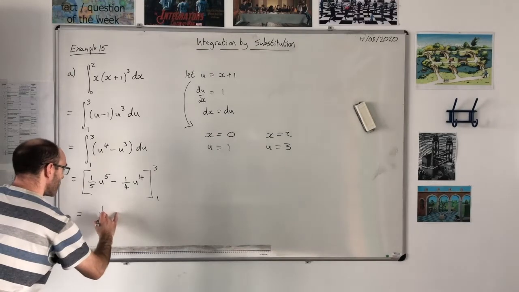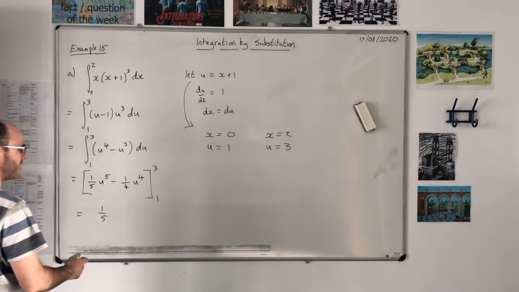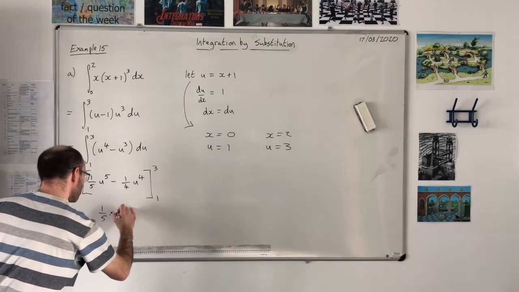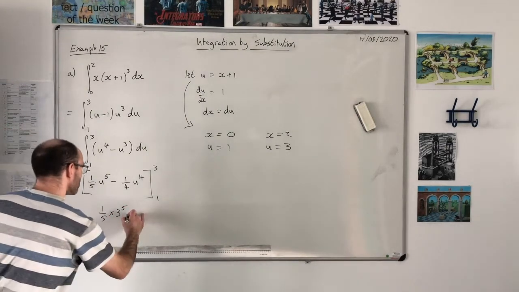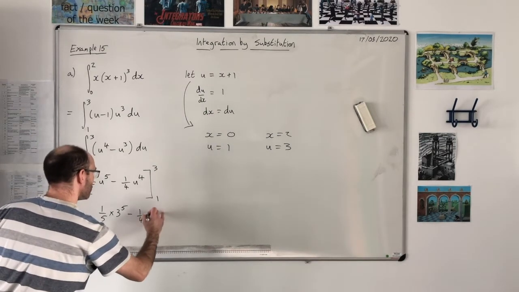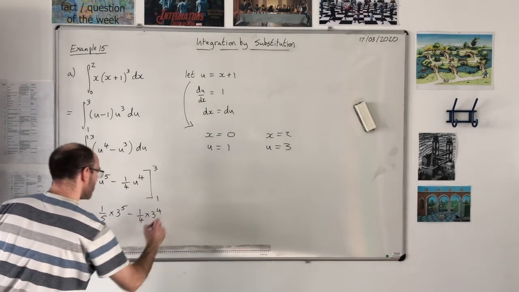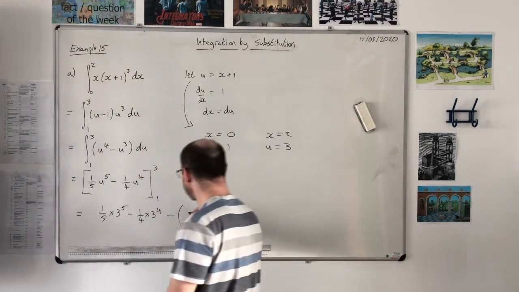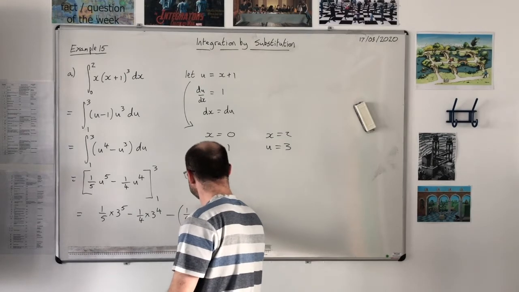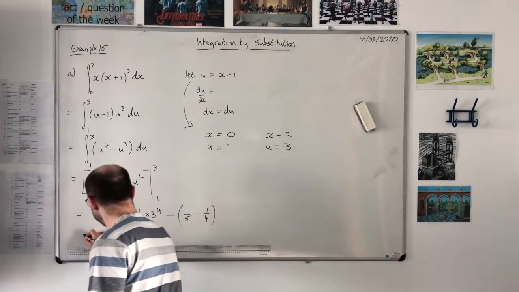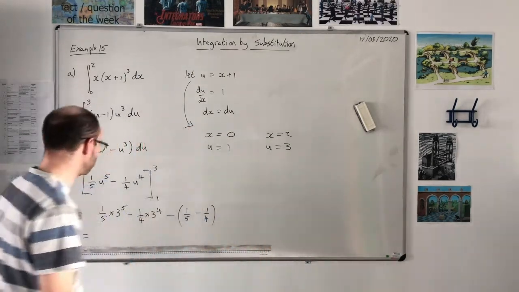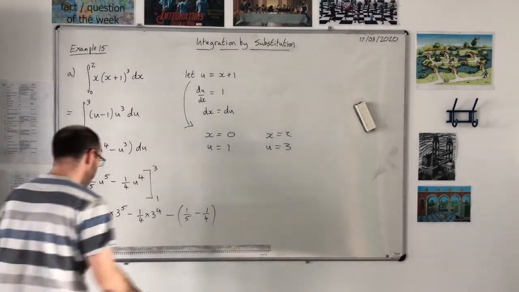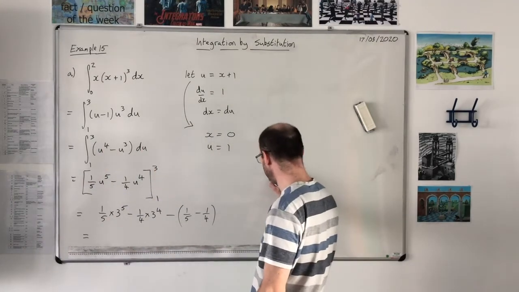So let's just do this. 1/5 of 3 to the power of 5. Yeah, okay. Let's just write it in first and see what happens. Subtract 1/4 of 3 to the power of 4. And then subtract, when we put 1 into it, that's simple, isn't it? 1/5, subtract 1/4, okay? And then you've got to work out what all of that actually is, okay? Let's just think. So I've got no calculator on me. So 3 to the power of 4 is 81.